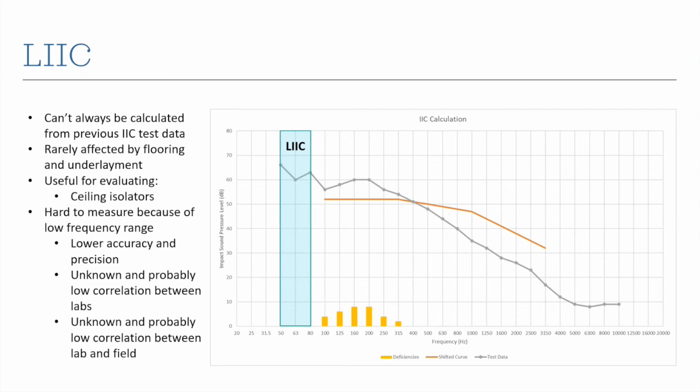LIIC ratings are harder to measure because of their low frequency range. And because of that, they have lower accuracy and precision in terms of their measurements. And there's unknown and at this point probably fairly low correlation between labs. So what that means is if you take this assembly and you measure it at this lab, and then you build that exact same assembly in this other lab, you might get pretty different LIIC ratings. There's also unknown and probably low correlation between lab and field measurements. So if you get this sort of a LIIC rating in the lab and you go measure that same sort of assembly built in the field, there might be big variations between it. And there's a lot of things that go into that.